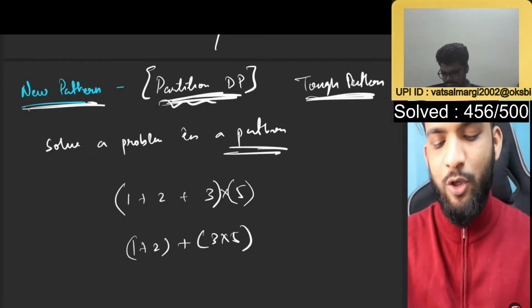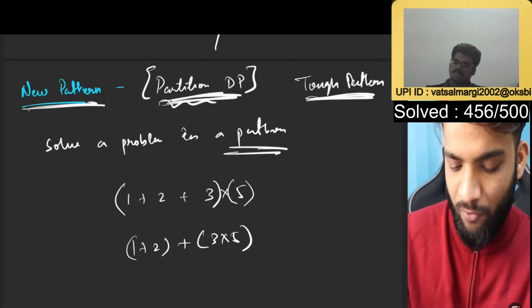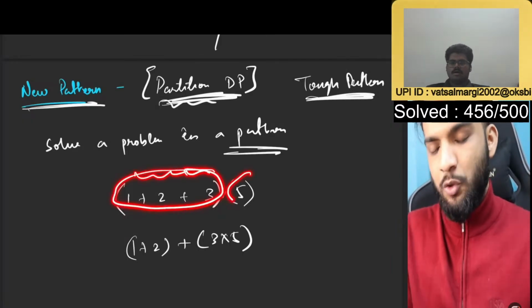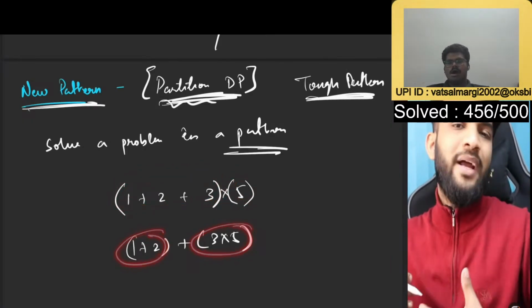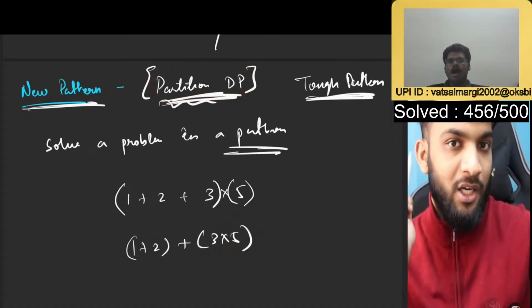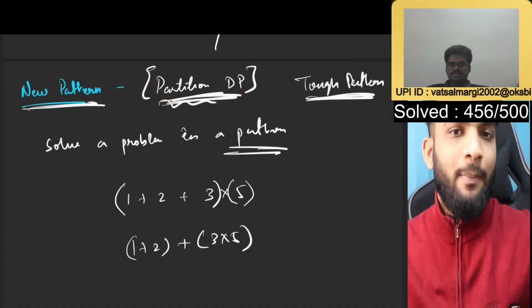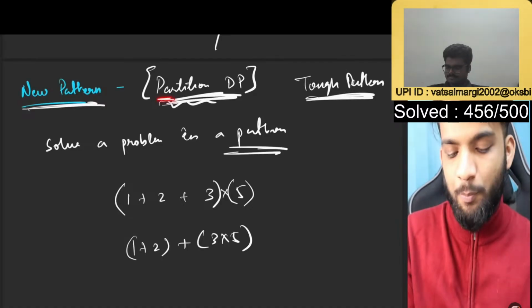Don't you agree? So whenever you find questions similar to these, where if you solve in a particular way you get one answer, or you solve in some other way you get some other answer, that's when you can relate it to partition DP. Remember this: whenever there are multiple ways to solve, and they ask you to find the best possible way, that's when you relate the problem to partition DP.